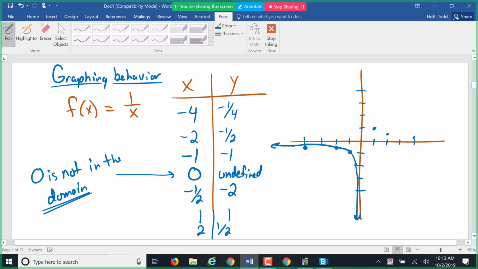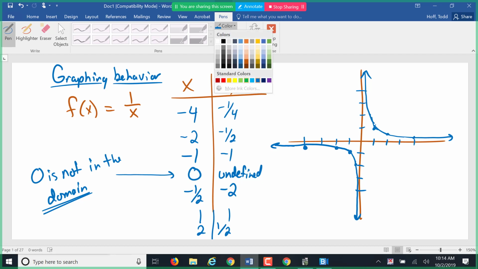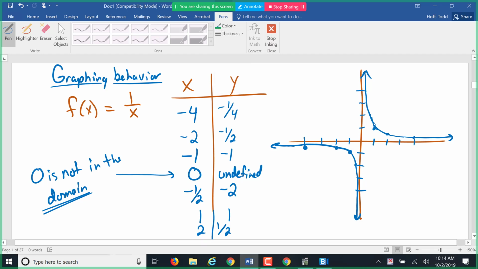And we end up getting a symmetry here, actually called symmetrical about the origin. This is what's called an odd function. It's symmetrical about the origin. And we get a graph that looks like that. So that is our basic f of x equals 1 over x graph.